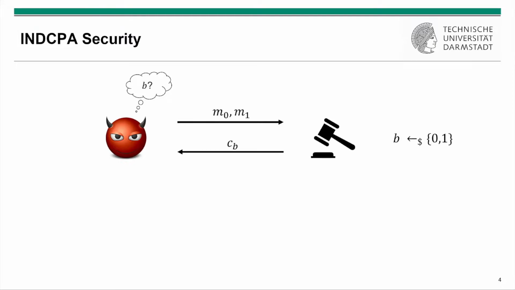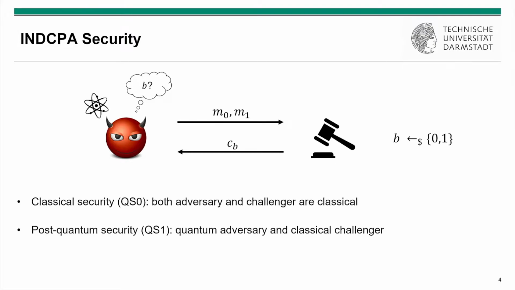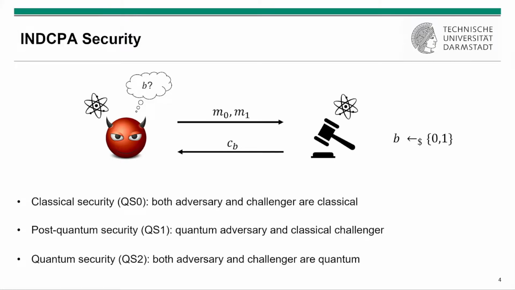Regarding the computing power of the adversary and the challenger, we can distinguish between three different cases. The first is classical security, or also QS0 security, in which both the adversary and the challenger are classical. Then we have post-quantum, or QS1 security, in which the challenger remains classical while the adversary gets quantum computing power. And finally, quantum, or QS2 security, where both the adversary and the challenger are quantum.